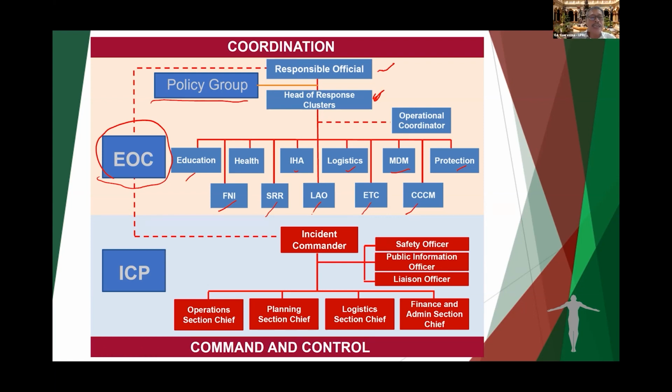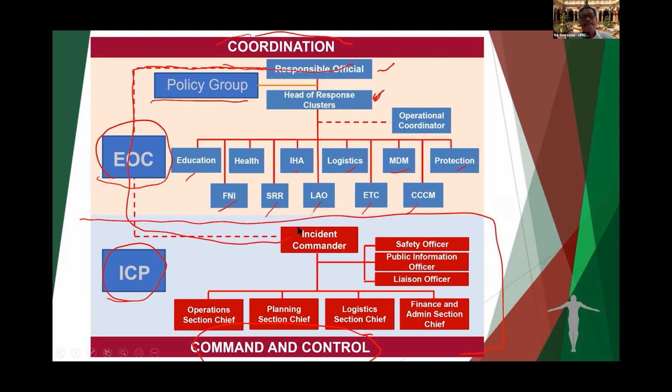On ground, on the other hand, is the Incident Command Post, and this is headed by the Incident Commander with the ICS. It is in the Incident Command Post where you have command and control, and the coordination is done in the Emergency Operations Center. And take note that there is a communication line between the incident commander and the responsible official.